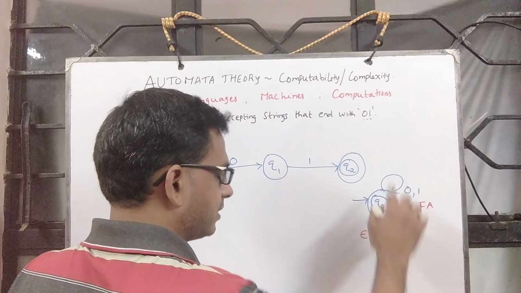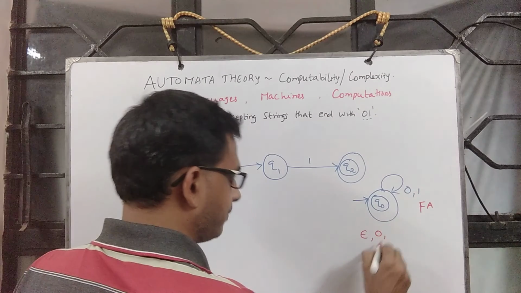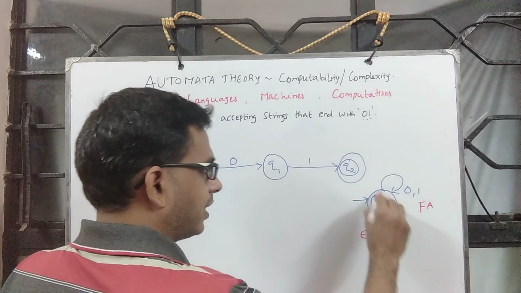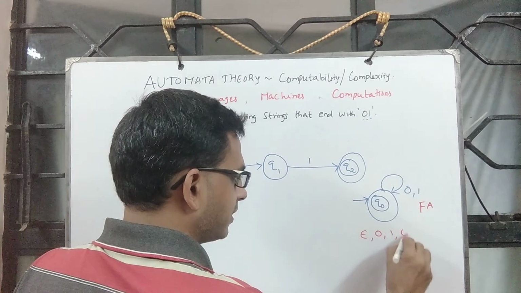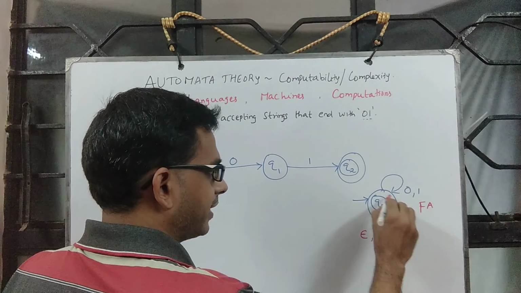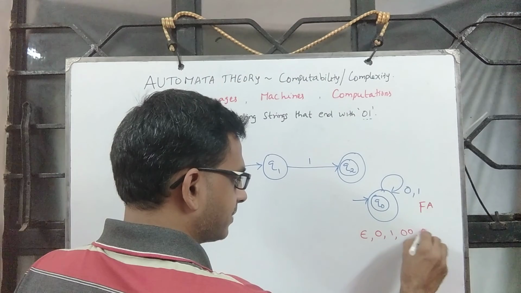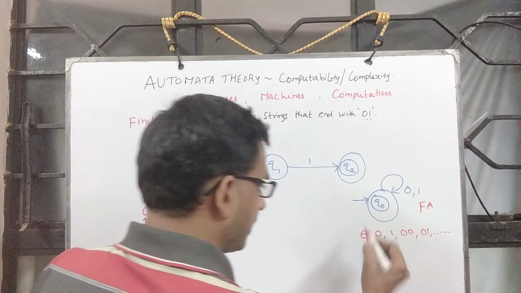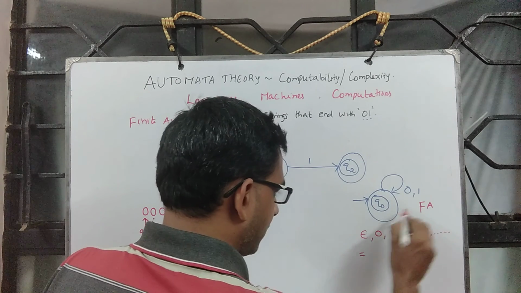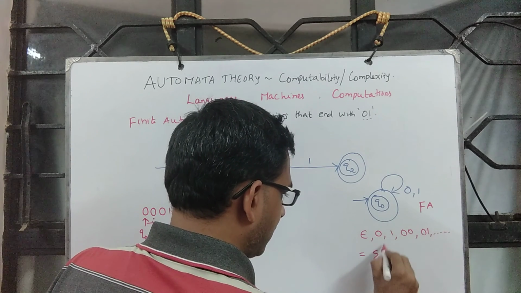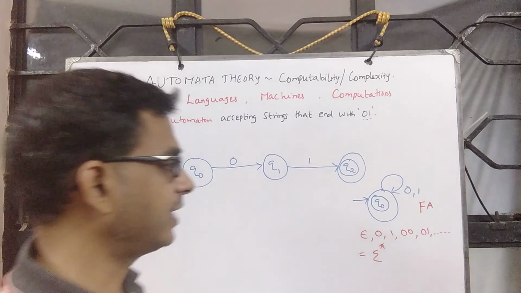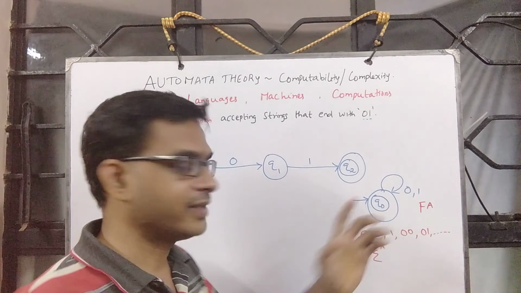Suppose it reads just 0, then it accepts 0. Just reads 1, then it accepts this. Or it reads 0 twice, then it accepts this. Or it reads 0 followed by 1, then it accepts this. So like that it goes. Which means this finite automaton precisely accepts sigma star. Everything in sigma star is accepted by this finite automaton.